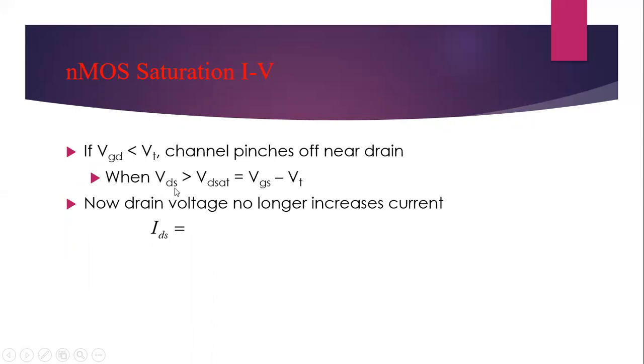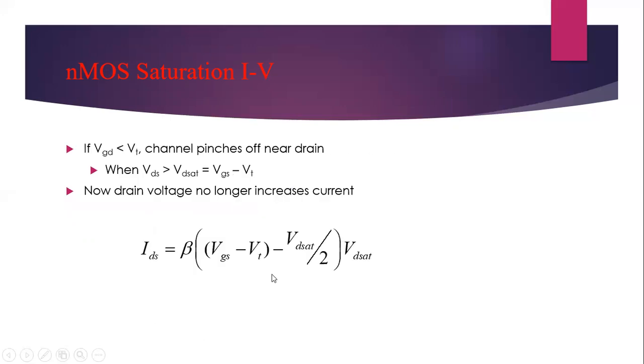So in this case, if VGD is less than VT, the threshold voltage, the channel pinches off near the drain. When VDS is greater than VSAT, the assumption here is VGS minus VT. So when VDS is greater than this saturation value of the drain, VDS is equal to VGS minus VT. So now we have this value. For linear we have VDS divided by 2, and for the saturation region we replace this VDS by this saturation value of VD.